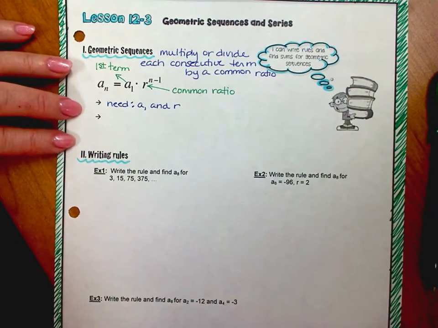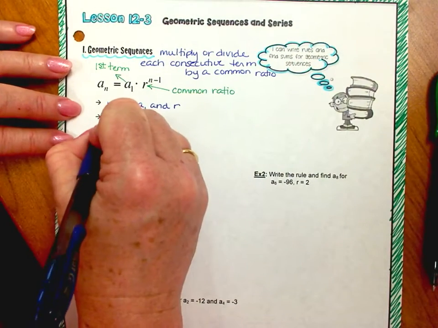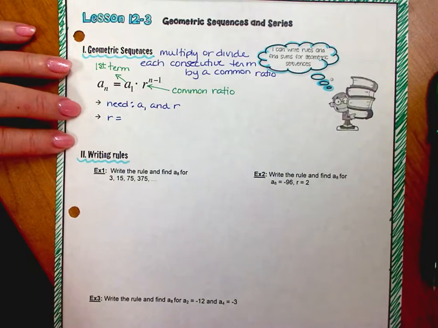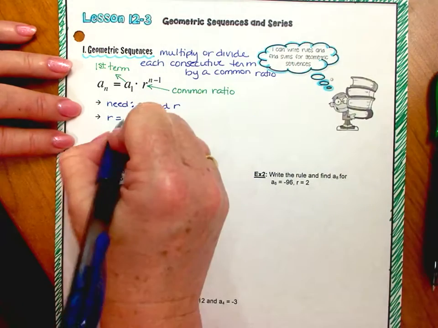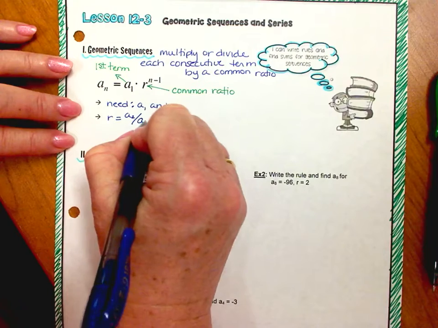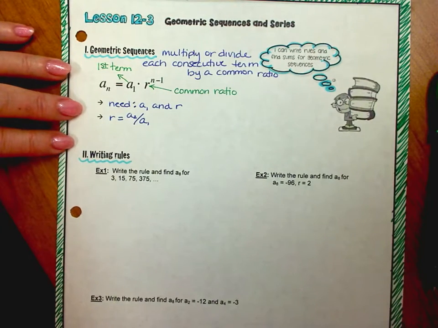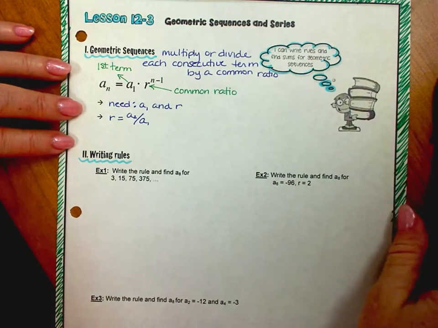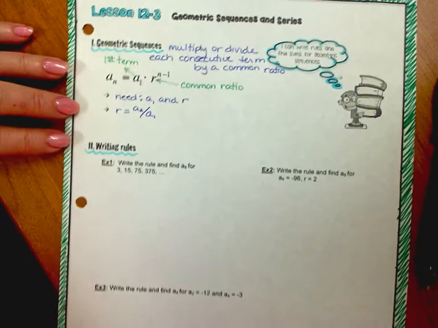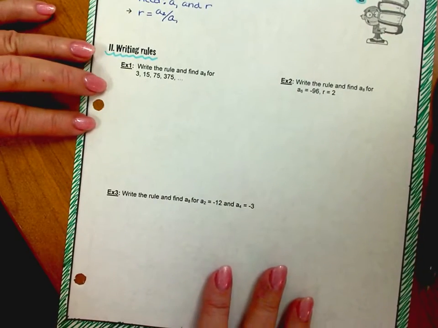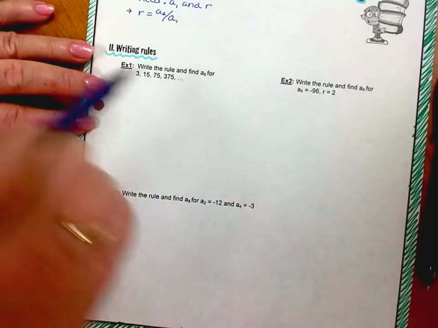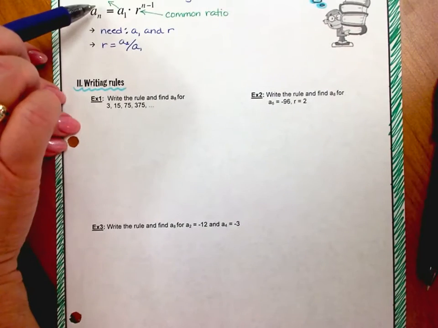And in order to find R, we're going to divide the second term by the first term. This is kind of like finding the common difference, because with that one, we subtracted A sub 2 minus A sub 1. For this one, we're dividing A sub 2 divided by A sub 1. So we're still kind of going in a backwards order. Okay, let's take a look at writing rules. We're going to be using this one up here that we just outlined.